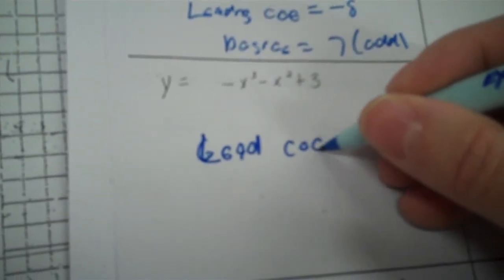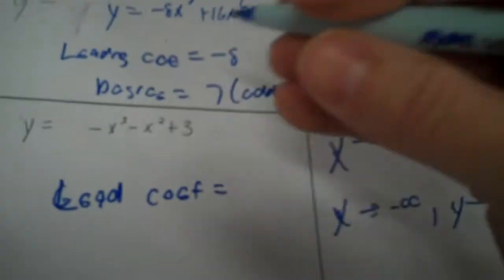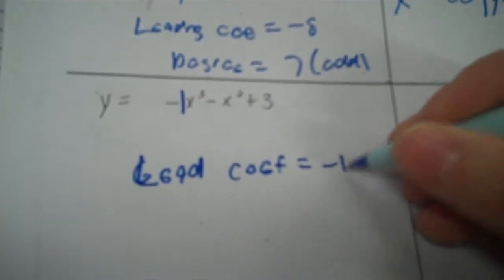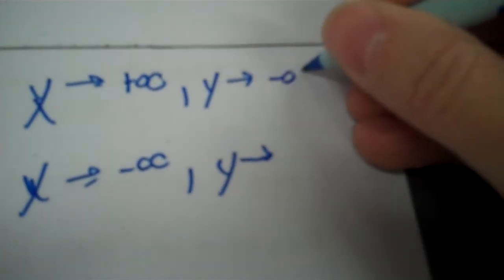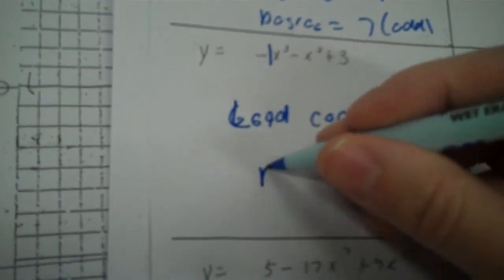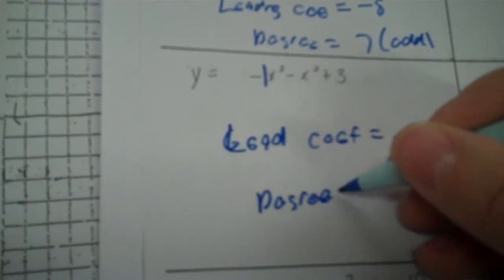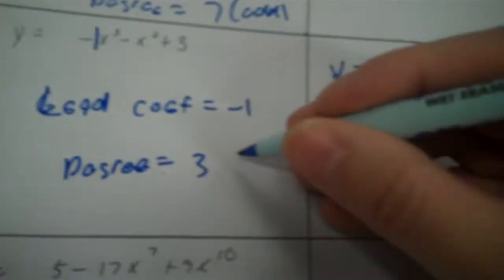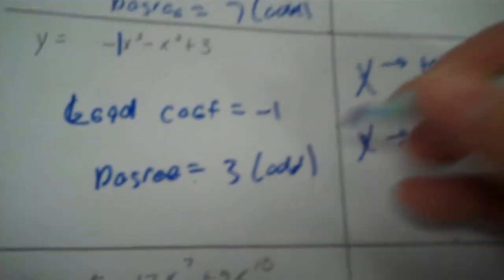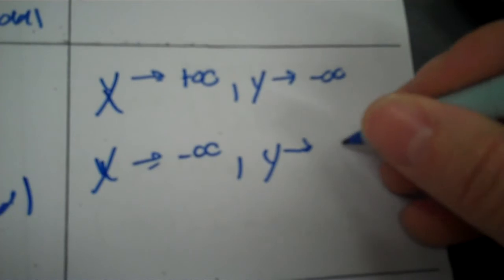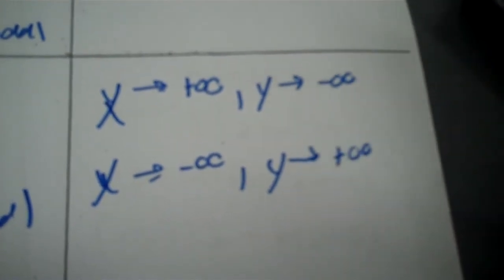Okay, the leading coefficient here is negative 1. It's a negative, so the y is going to approach negative infinity on that side. The degree is 3. Third power is your highest. 3 is an odd number, so it's going to do the opposite, positive infinity.